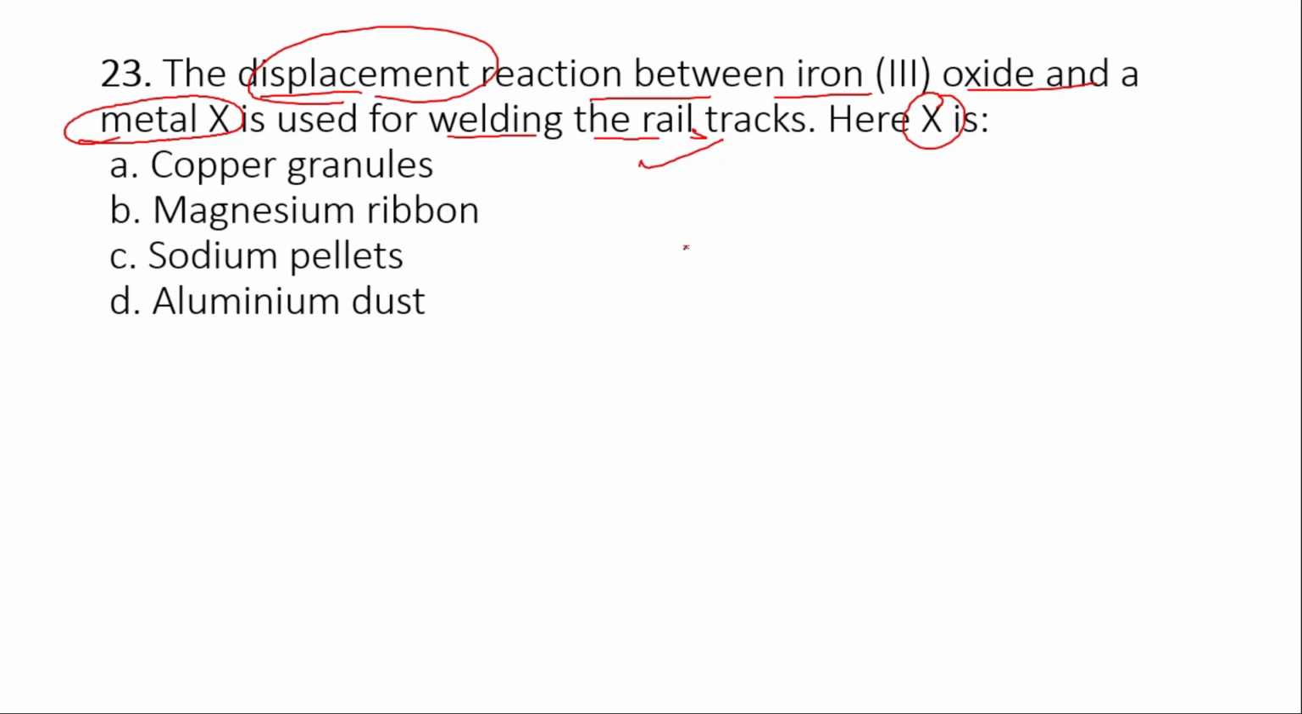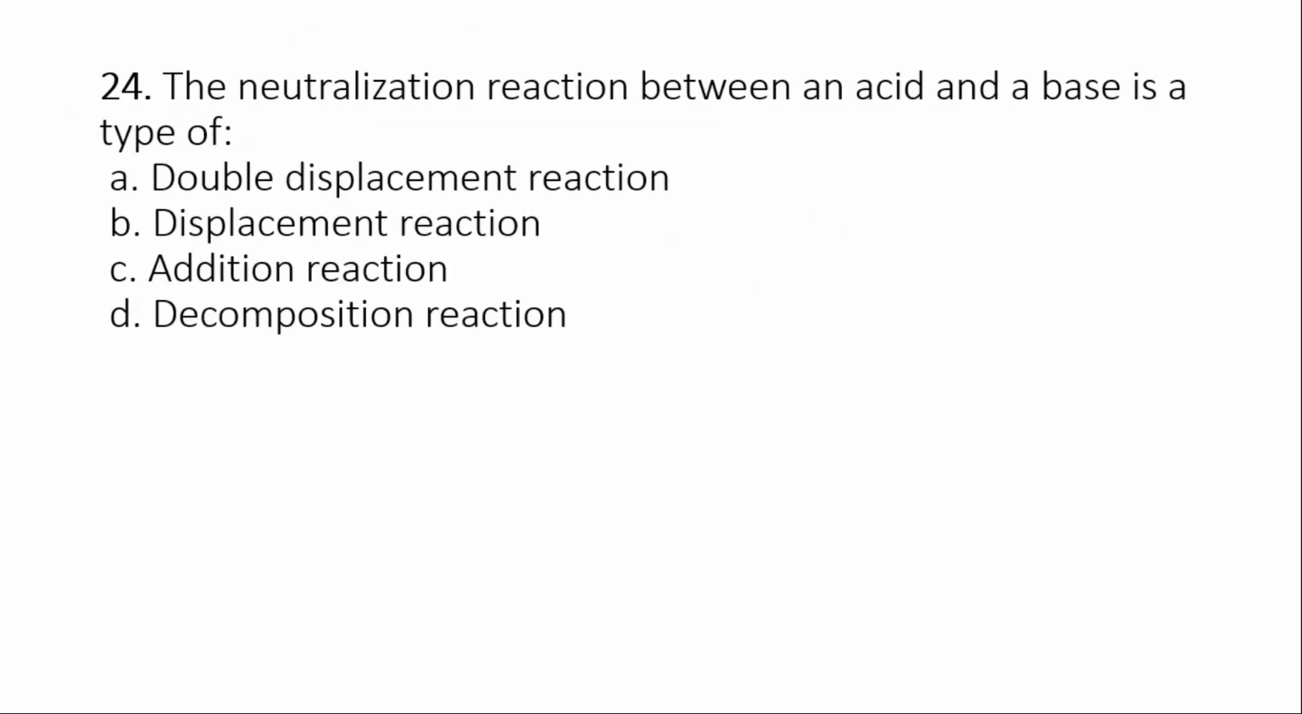So basically what happens कि यहाँ पे जो आयरन है it is being displaced from its iron oxide due to the aluminium, and this aluminium is making a molten aluminium oxide which is filled in the gaps, ठीक है, which is filled in the gaps caused during the welding, ठीक है. So the X metal here is your aluminium. So the metal which is required in welding is your aluminium. I hope this is clear. Moving to the next question.